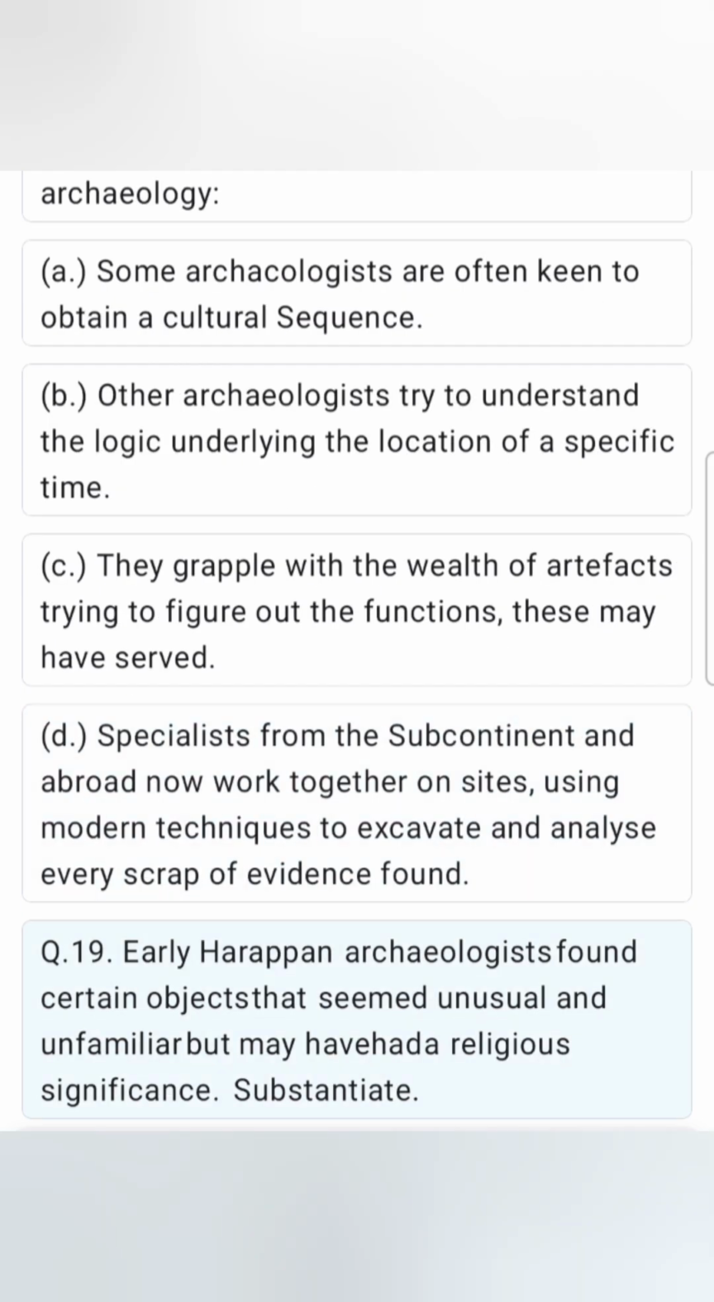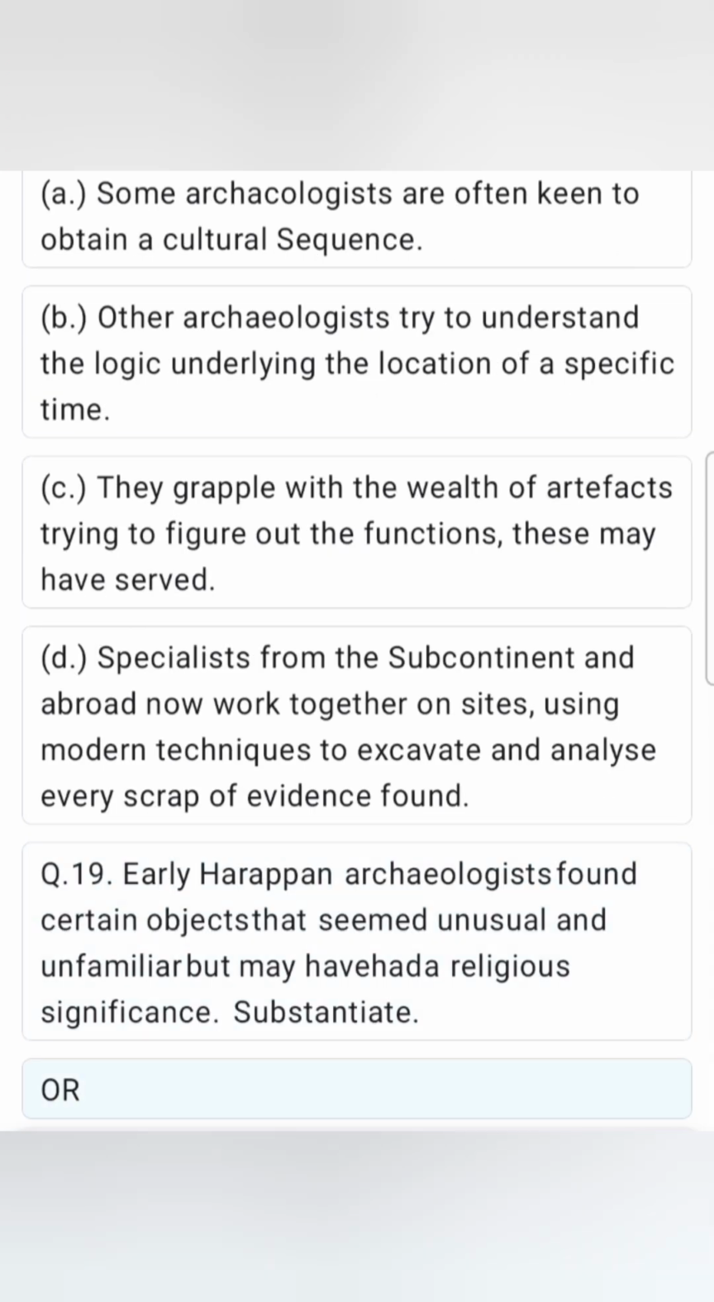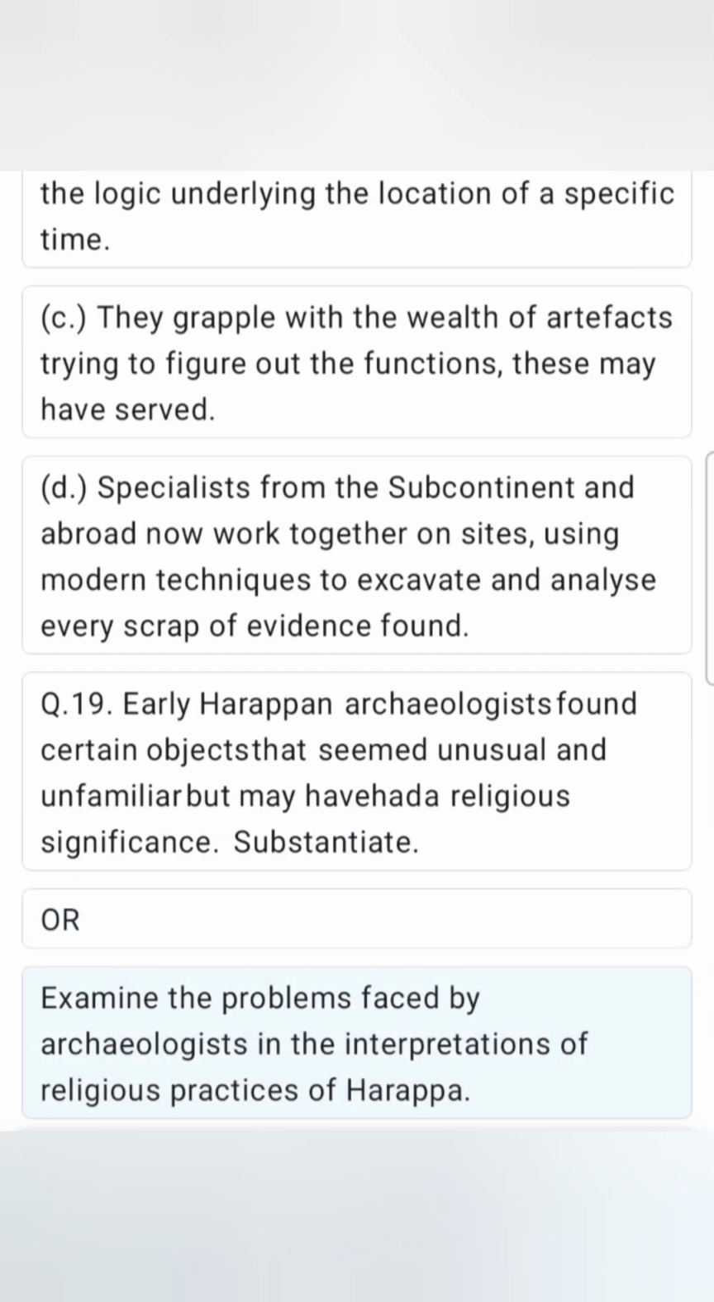Q. 19. Early Harappan archaeologists found certain objects that seemed unusual and unfamiliar but may have had a religious significance. Substantiate. OR. Examine the problems faced by archaeologists in the interpretations of religious practices of Harappa.